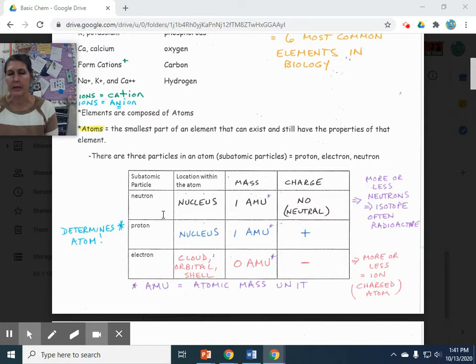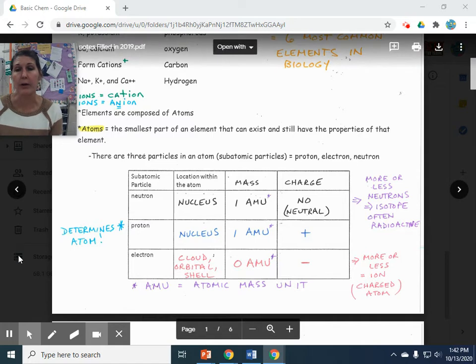It's not until we start bonding and creating ions, both cations and anions, that this changes a little bit. Remember, if we change our number of neutrons, we create an isotope. We're not changing the charge because neutrons are neutral, but we are changing the mass of that particular atom. As we keep increasing it, you can often make it radioactive. That's how they do dating of fossils, using radioactive carbon, because it has more neutrons added to it.